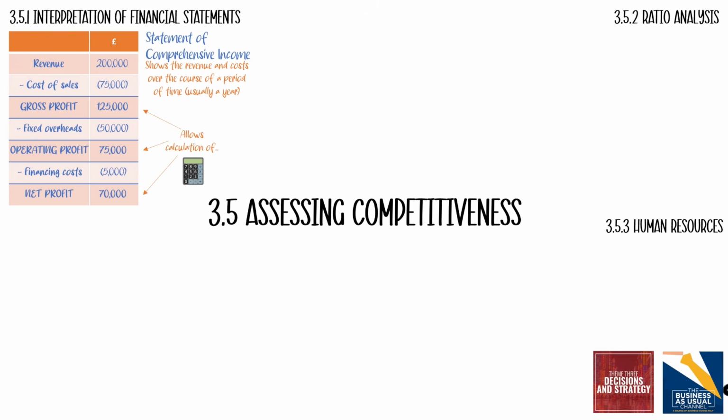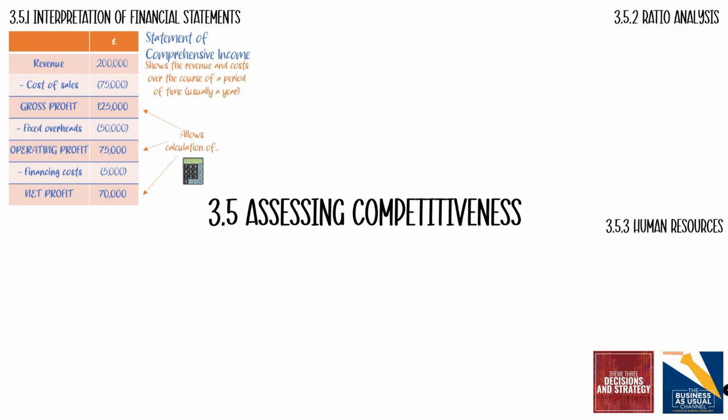The first thing we can do is calculate the gross, operating, and net profit. So it goes down the table. Revenue minus cost of sales is gross profit. That's the profit we've made after just taking off our cost of sales, our direct costs. We then take away our fixed overheads, so gross profit minus fixed overheads is our operating profit. That's our profit after taking away our cost of sales and our fixed overheads, our indirect costs. We can then take away our financing costs, so interest and tax and what have you, and that will give us our net profit.